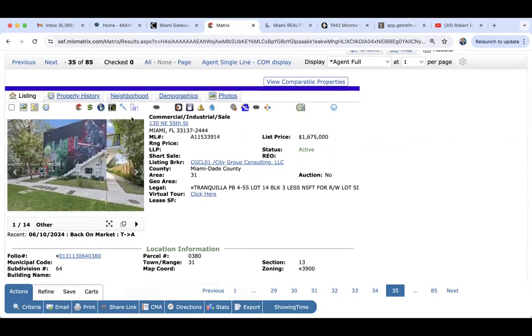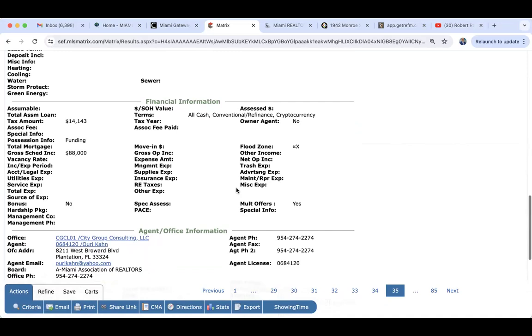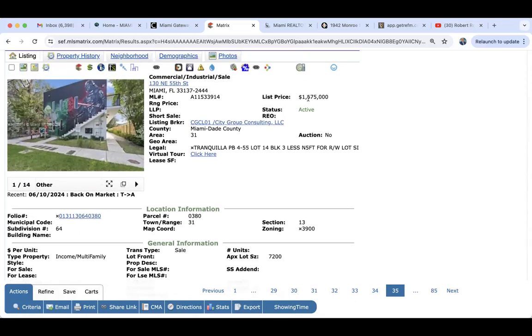So here we have another one without attachments. This is $1,675,000. All right, new building built in 22, 5 units. And then it has a gross income of $88,000 a year. 88,000, and it has $1.6 million list price. Well, we already did that, right? I mean, we did 84,000 income for a $965,000 price. That was a great deal. This one seems to be a little worse, obviously, almost double the price for the same type of income.